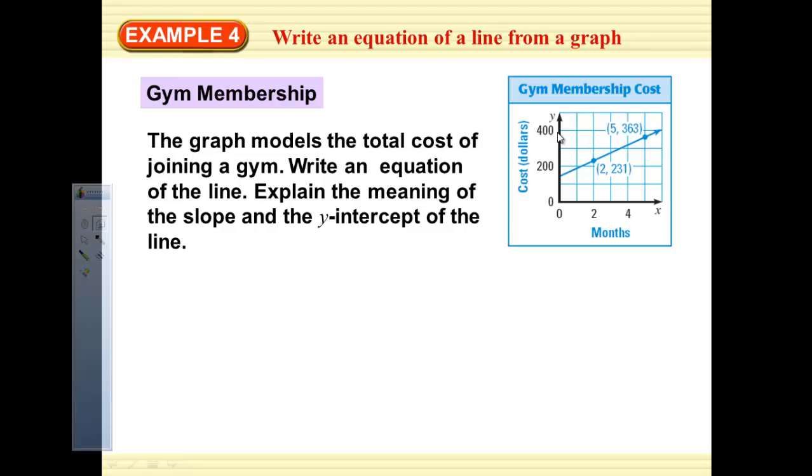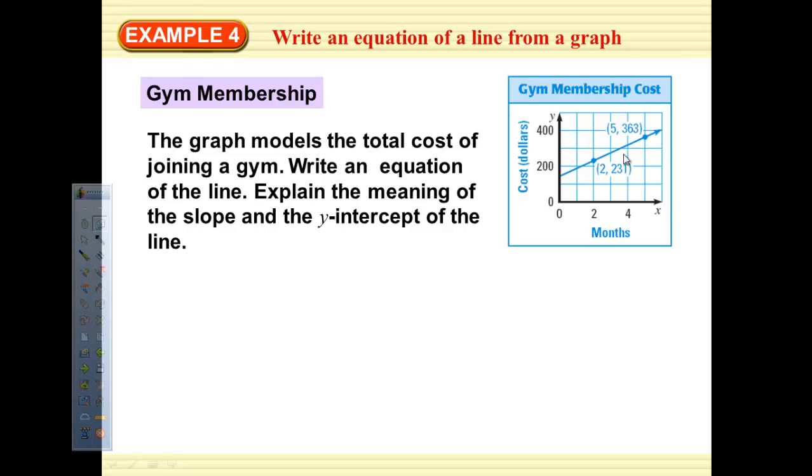Now we're going to look at more examples of finding equations of lines, looking at graphs in different ways. It says the model shows the total cost of joining a gym. Write an equation of the line and explain the meaning of the slope and the y-intercept. The slope and the y-intercept will be explained in the guided practice for this, but we'll go through and find the equation of the line.